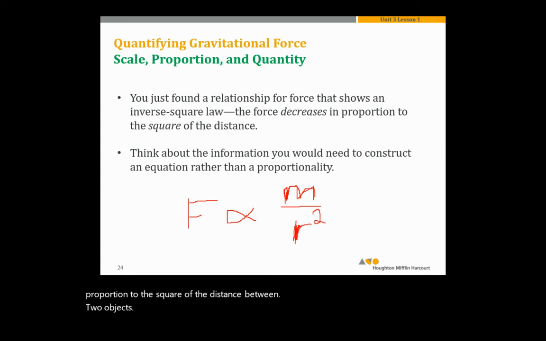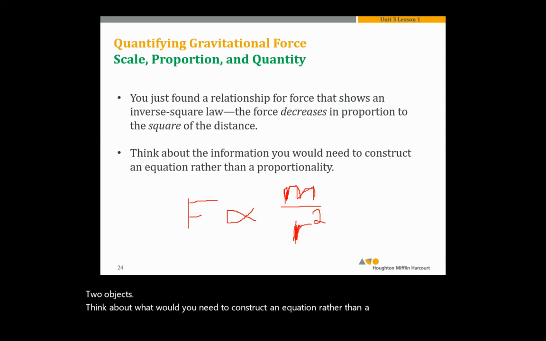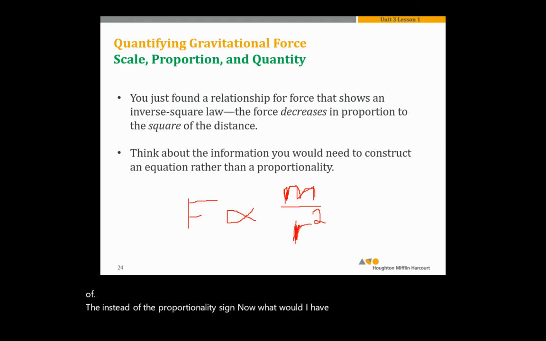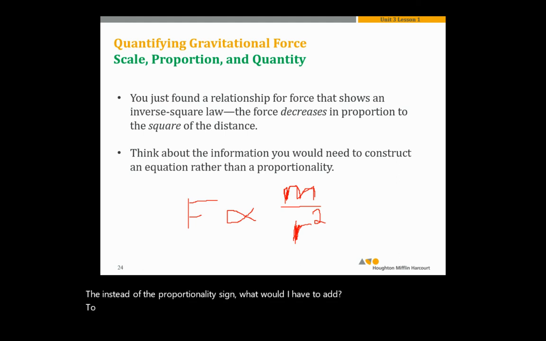So think about, what would you need to construct an equation rather than a proportionality? How can you turn a statement of proportion into an equation? So I want an equal sign there instead of the proportionality sign. What would I have to add to make this into an equation?